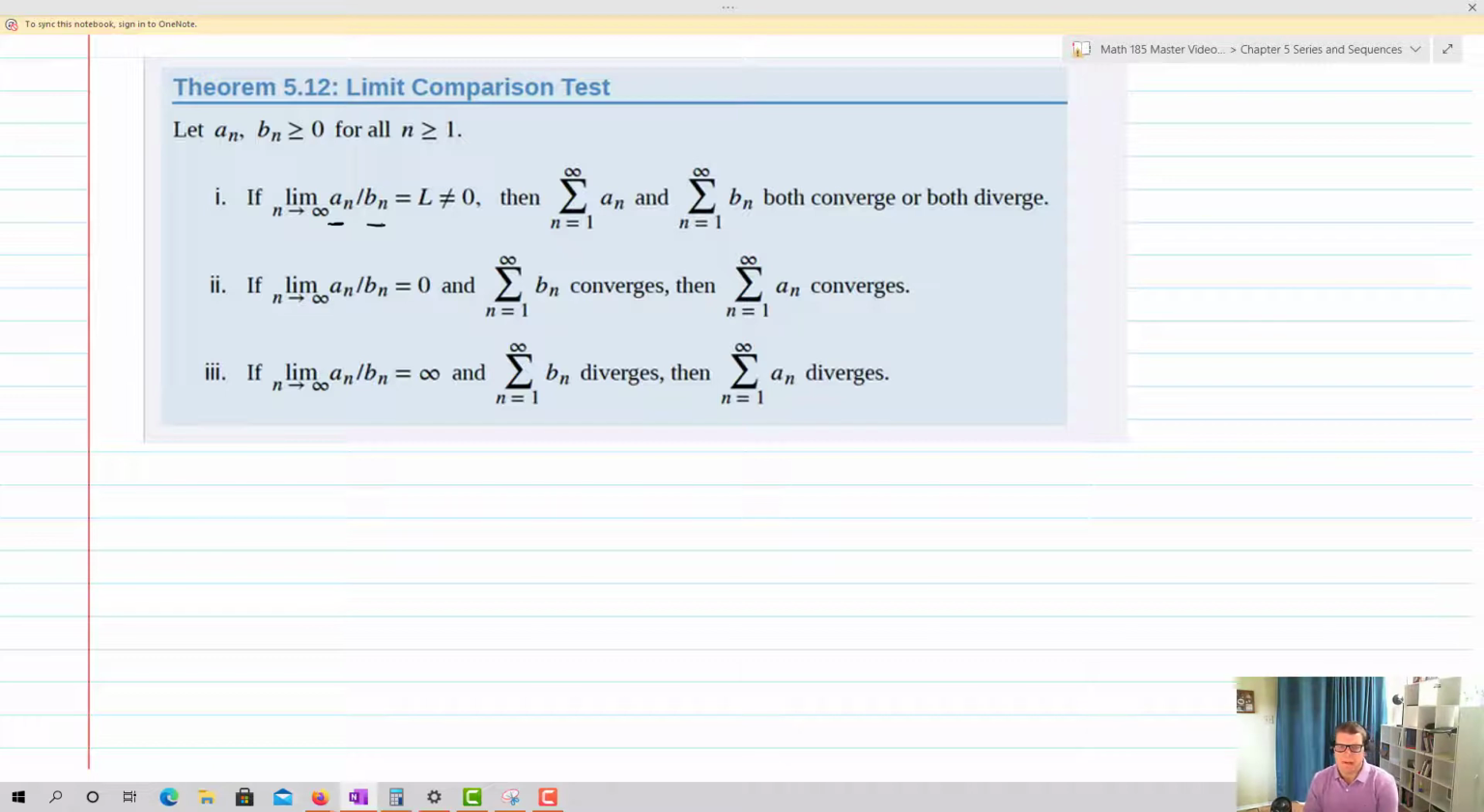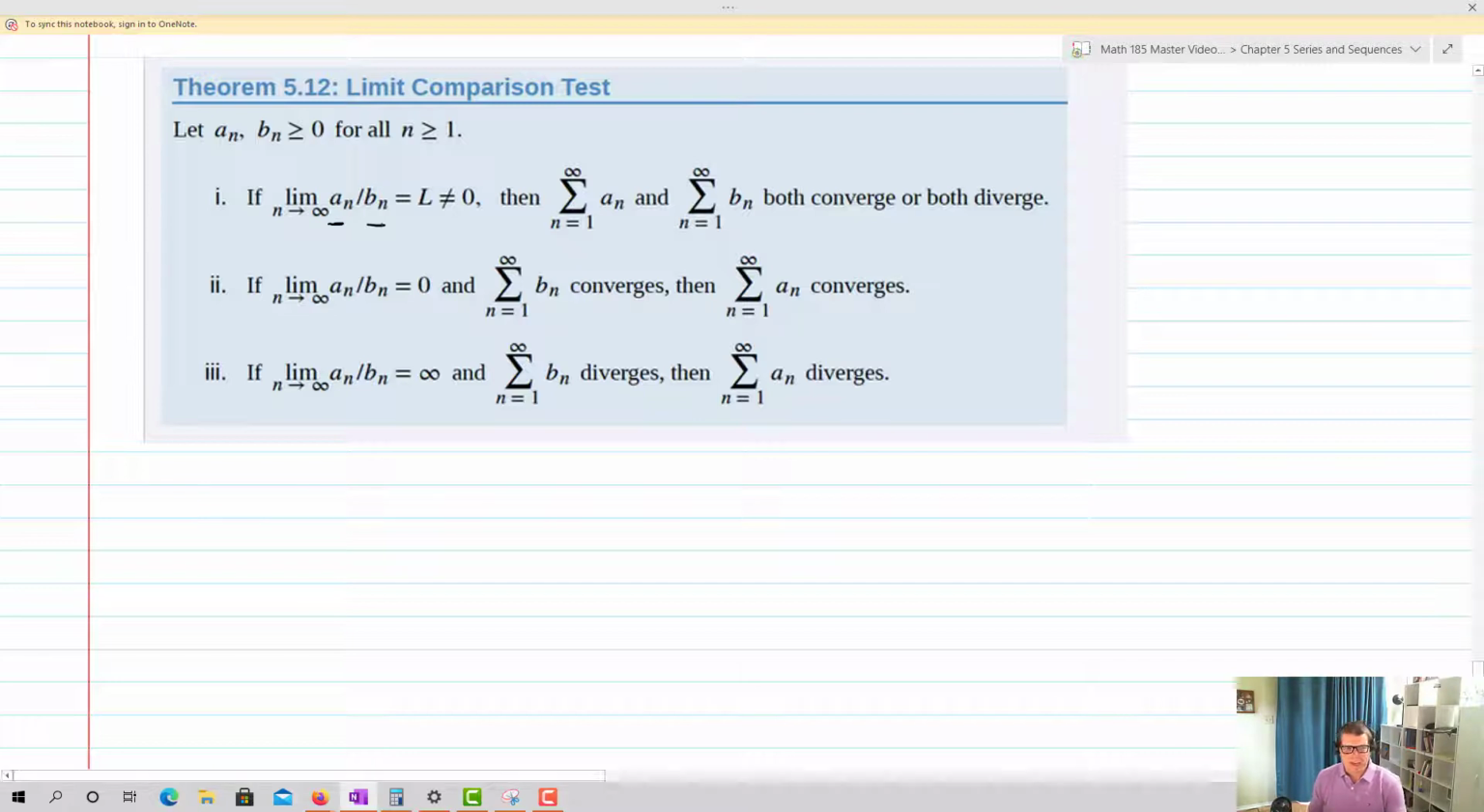Either way. Number 2, if the limit as n goes to infinity of a sub n over b sub n is equal to 0, that now means that b sub n is growing faster than a sub n. So if b sub n converges, that means that a sub n is going to converge.